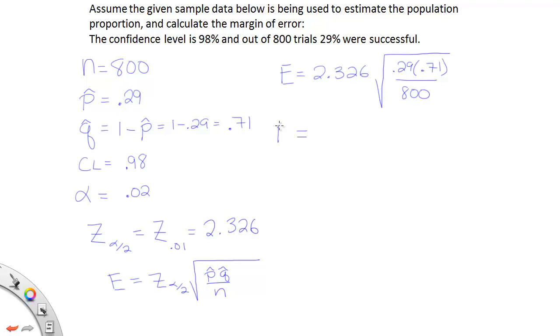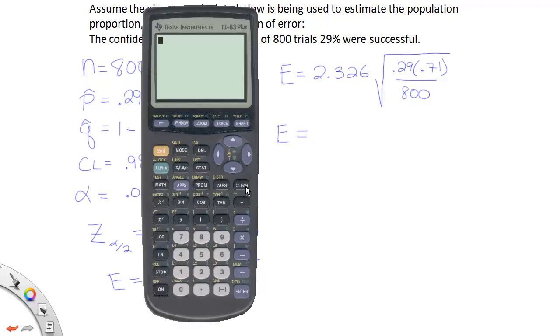Let's just show how this is entered into the calculator, and that'll be the end of the problem. Okay, so we'll type in 2.326 times the square root. Then we'll do 0.29 times 0.71, and then we hit divide by 800. Close up that square root, press enter, and we get the answer 0.037.